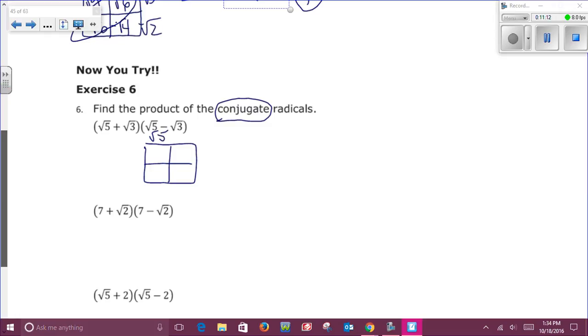This is radical 5 plus radical 3, radical 5 minus radical 3. Radical 5 times radical 5 is radical 25, which is 5. Radical 3 times radical 5 is radical 15. Radical 5 times negative radical 3 is negative radical 15. And then radical 3 times negative radical 3 is negative radical 9, which is negative 3. So again, on the diagonals, those cancel out. So I just really have 5 minus 3, which is 2.